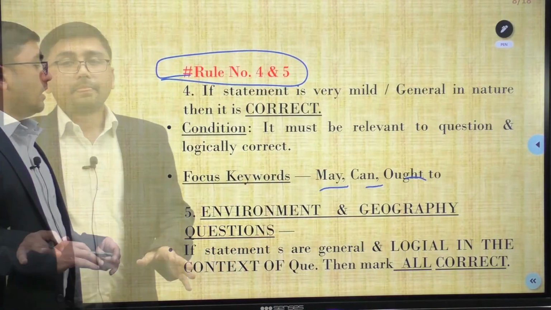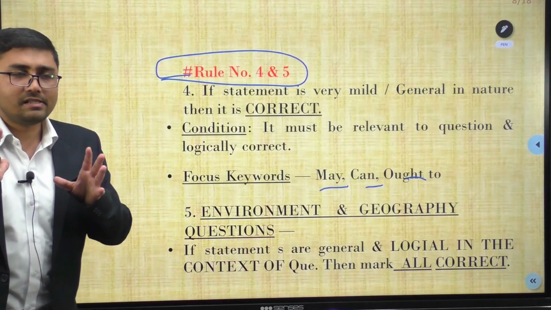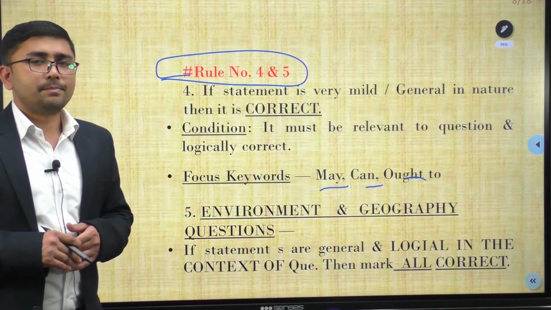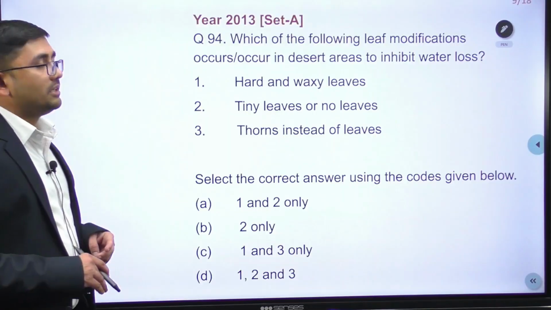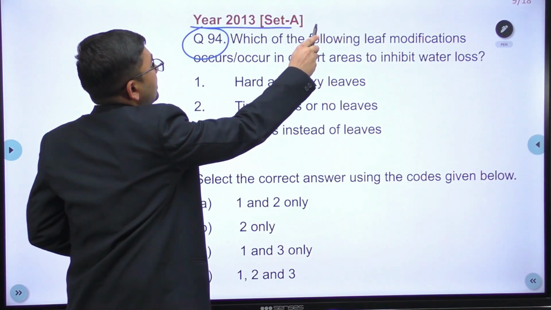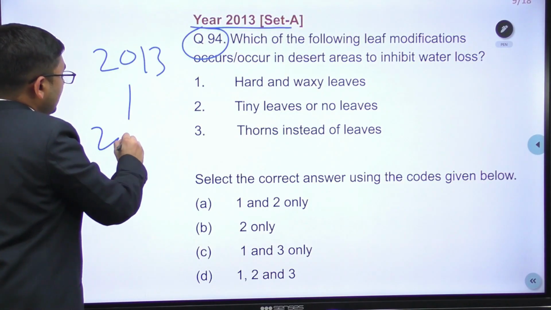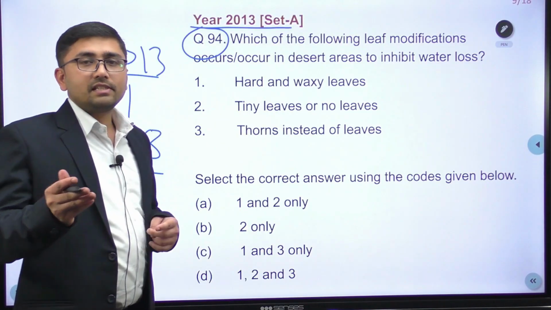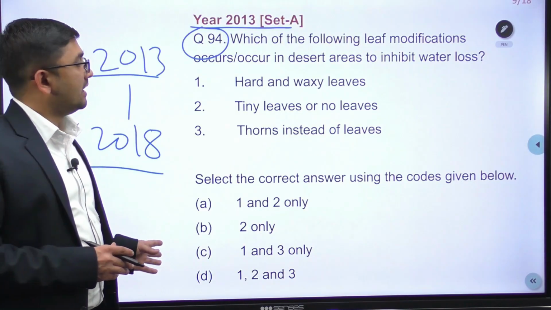Rule number 5 says that in environment and geography questions, if a statement is logically correct or looks relevant to the question, then all of the above is the pattern. We are going to see how it works. You will come to know with this question. This is question number 94, asked in the year 2013, Set A. This question is repeated as it is in the year 2018. You can see it in Set A, I think question number 2 also, in the year 2018.